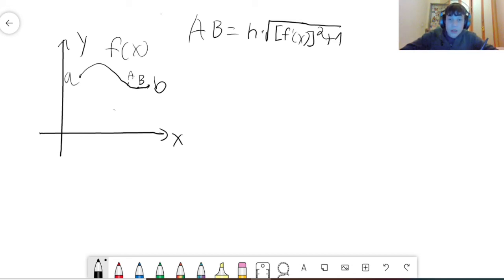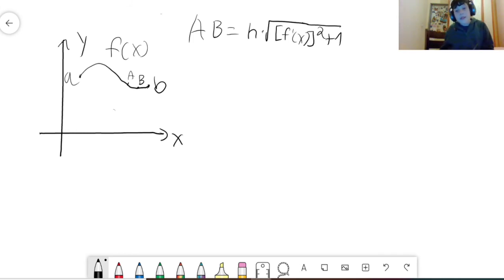So this is what we're gonna do. For any x from a to b minus h, and I'll let you think a bit why that's b minus h and not where x is equal to b, we'll have to sum all of those distances up with this formula to get the length of the entire function.